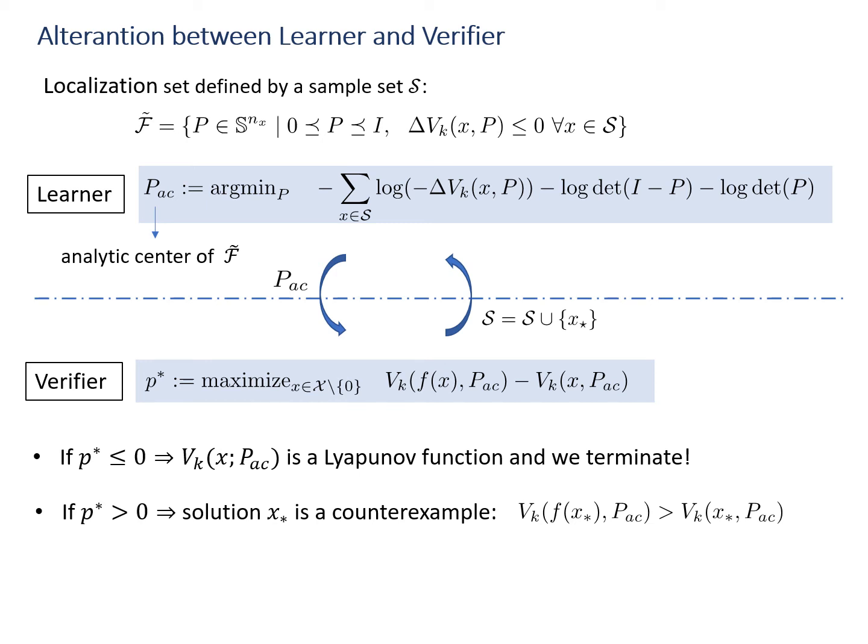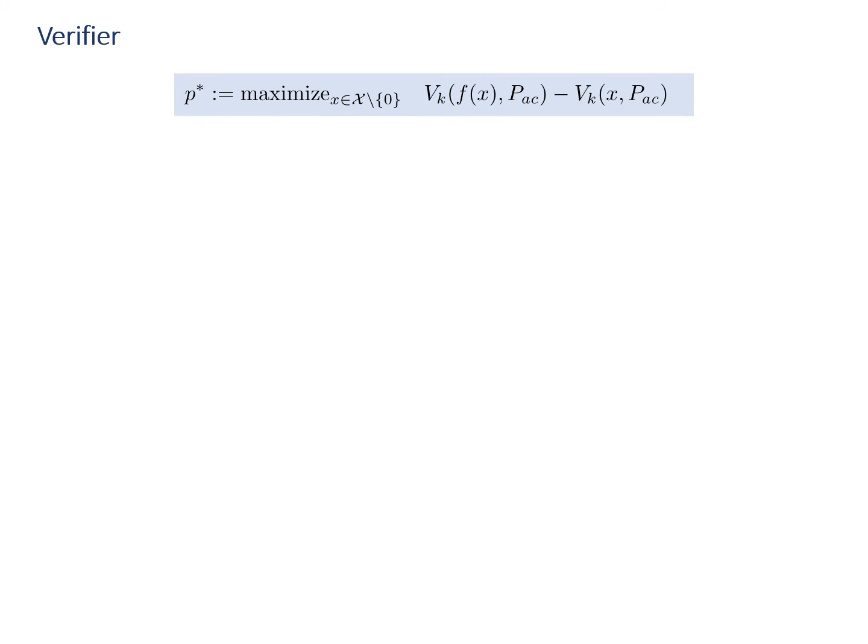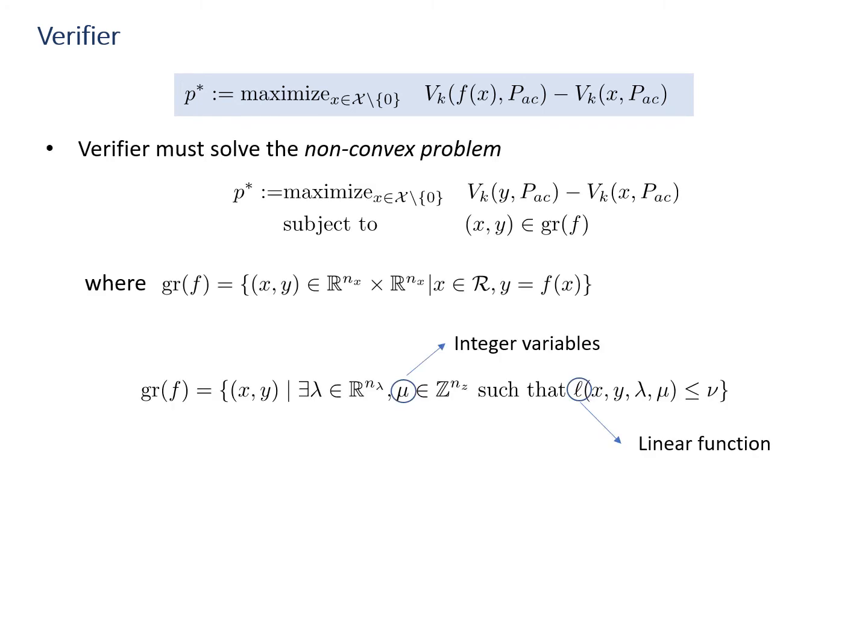Instead, if P star is greater than 0, then the optimal solution X star is a counterexample at which the Lyapunov function candidate increases. In the next round, this counterexample X star is added to the set of samples, which can be interpreted as adding a new hyperplane that separates the invalidated P from the target set F. As pointed out in the previous slides, the verifier must solve the non-convex optimization problem on the top. We can reformulate this using the definition of the graph of F, where the pair x, y must lie in the graph of F.